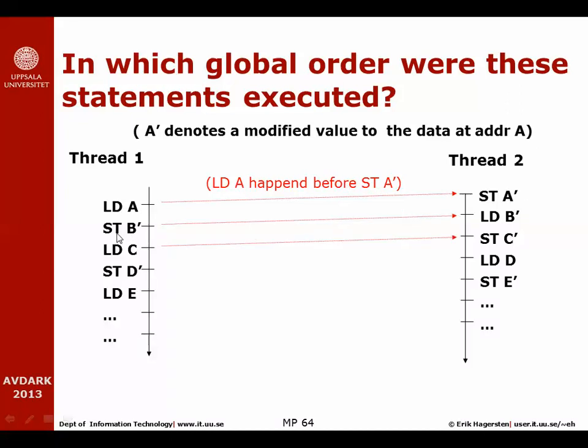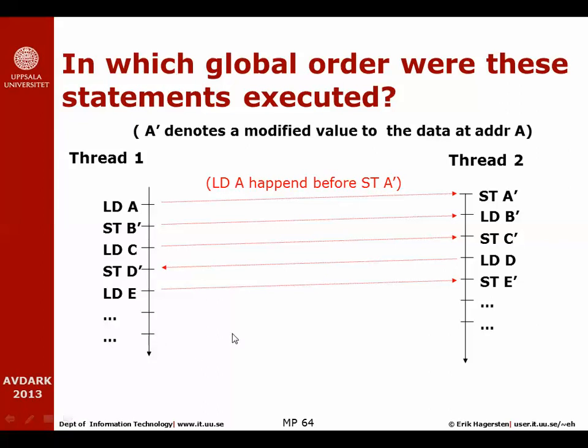Likewise, you can see that store B prime happened before load B prime, because otherwise we couldn't load the new value over here. You can also see that load C happened before store C, because otherwise, due to value order, we would get the new value here, and so on. So we can go on and define the order between all these different transactions, and on top of that, also have the program order for each thread.